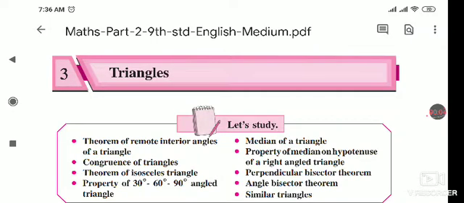Under this lesson, we will see the next part of our lesson, and I gave you an activity to understand which is the greater angle, the one opposite to the greater side of a triangle. So that activity we had done, and now we will see its proof.